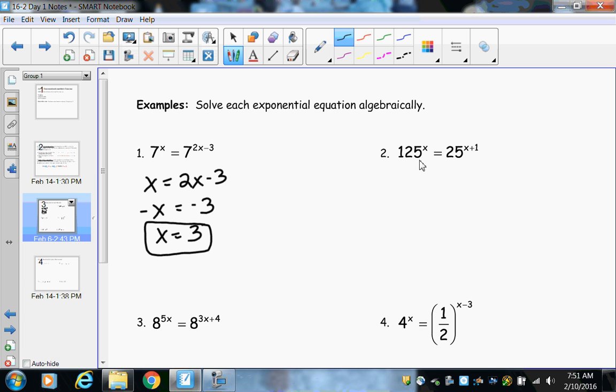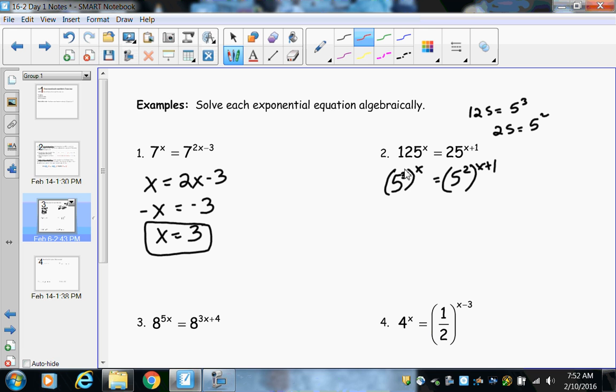On example 2, they are not the same base. So what we want to do is try and come up with a number that I can write 125 with a base raised to a power, and 25 to that same base with a power. And if you think about 125 and 25, they both have a common base of 5, because I know that 125 is 5 to the third, and I know that 25 is 5 squared. So I can really rewrite this as 5 to the third to the x equals 5 squared to the x plus 1.